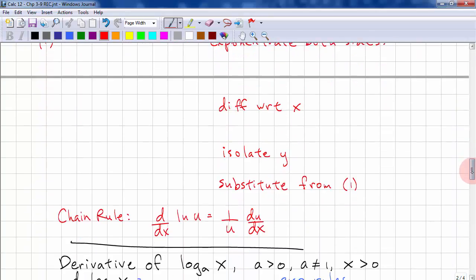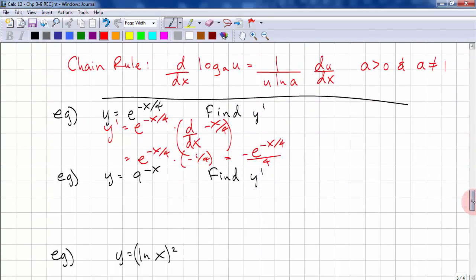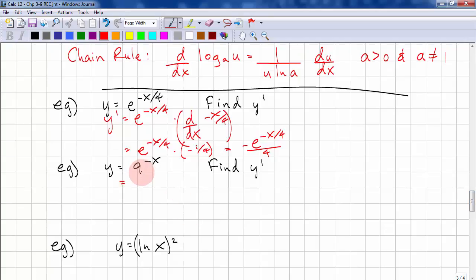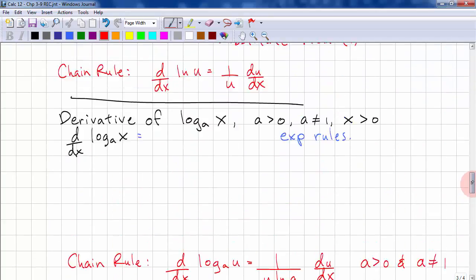Let's look at an example before going through more proofs. So y equals 9 to the power of negative x, so y prime equals 9 to the power of negative x. We multiply this by ln 9. And now we need to take the derivative of the exponent, d dx of negative x, and that's just negative 1. So our derivative is negative 9 to the power of negative x times ln 9. Let's continue with the rest of our proofs.